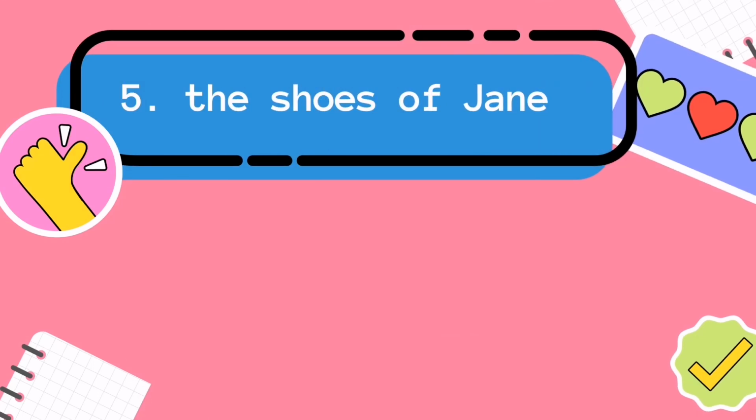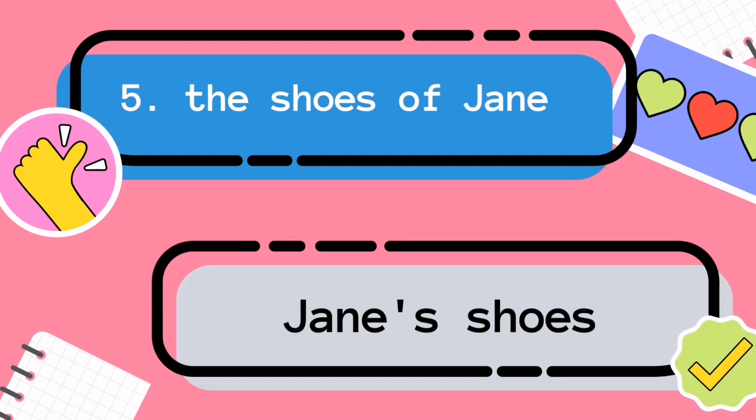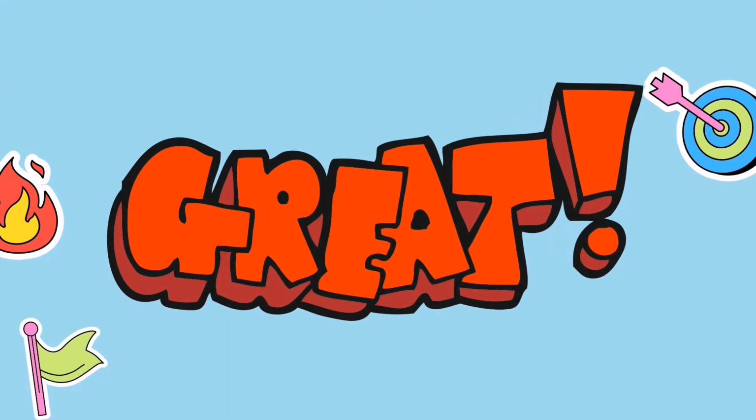Number 5, the shoes of Jane. So, how are you going to write it in possessive form? Okay, very good. Jane's shoes. So, Jane plus or add apostrophe s. Great!